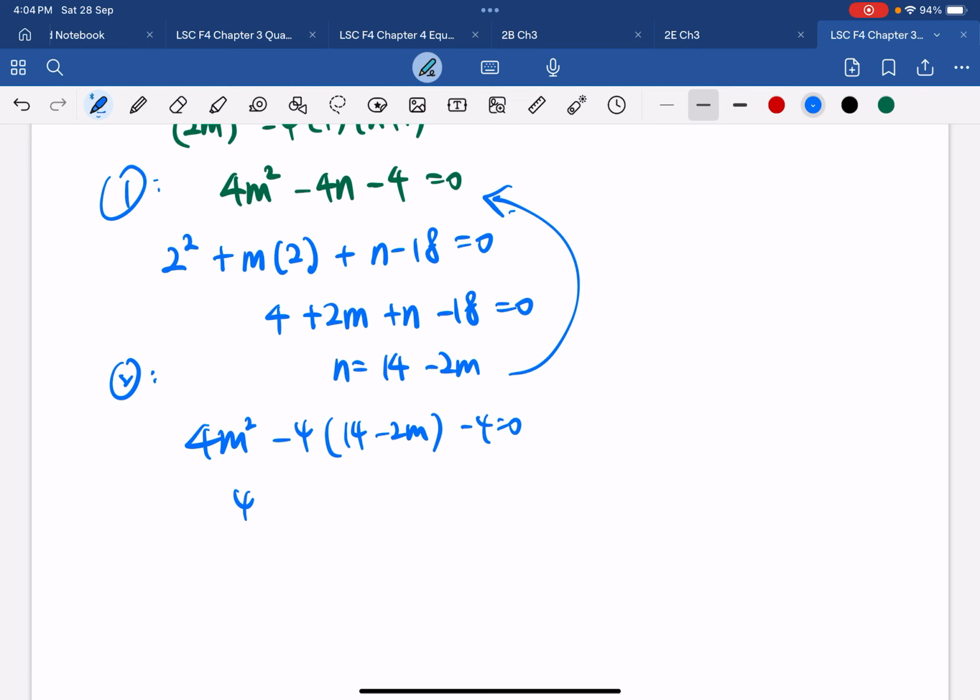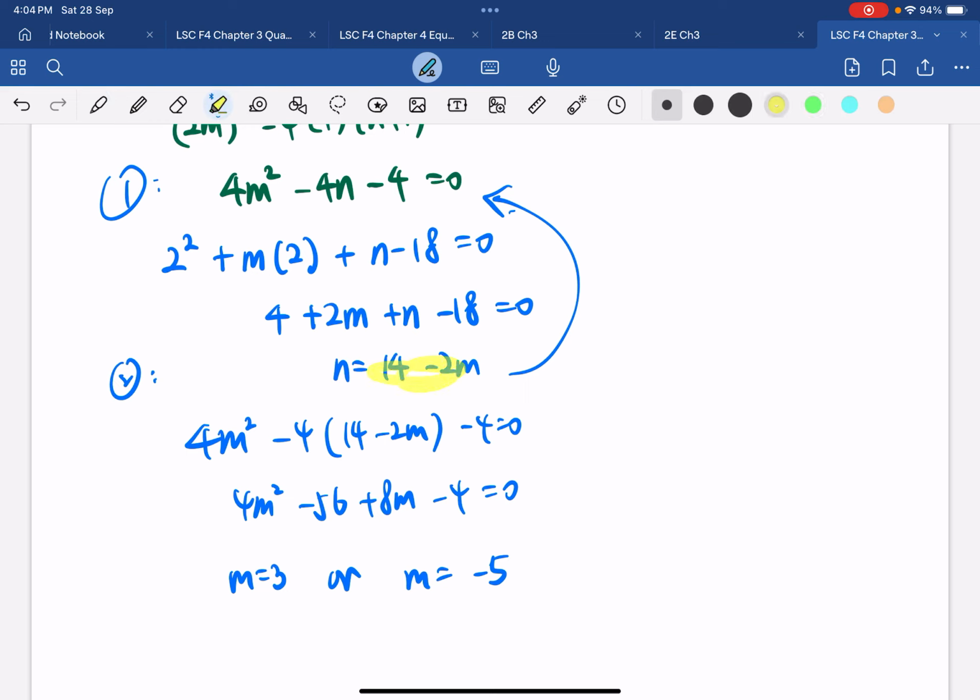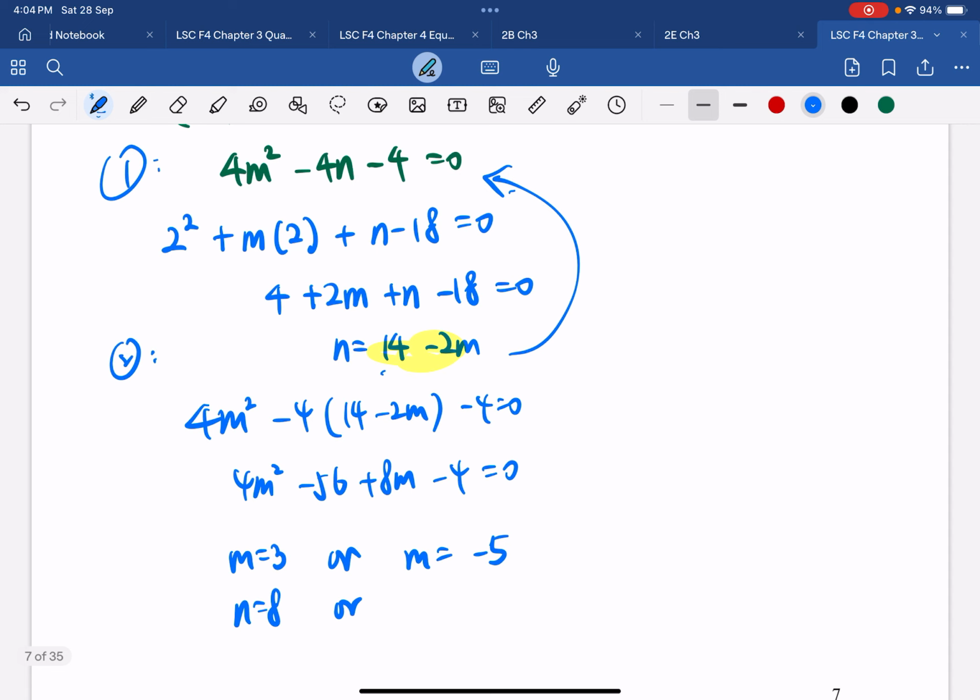So you expand this, and then solve this quadratic equation. It will give you m equals 3 or m equals negative 5. Okay, so when m equals 3, n is 14 minus 2 times 3, which is 8. And when m equals negative 5, n is 14 minus 2 times negative 5, which is 24.